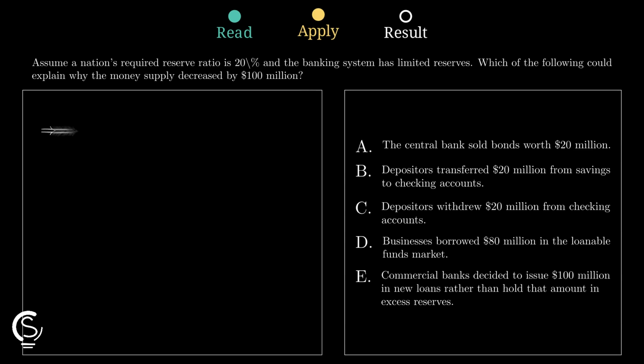Next, we calculate the required change in reserves to hit our target. Dividing the $100 million decrease by our multiplier of 5 means reserves must drop by $20 million.